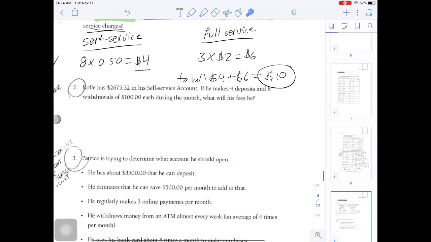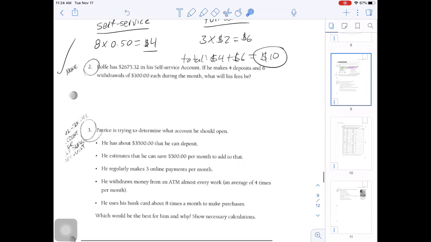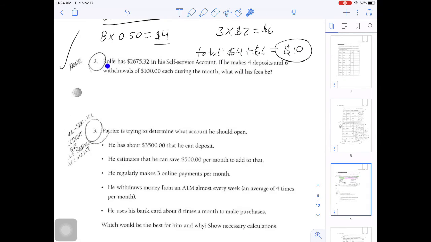Let's look at this last one here. So number 2, and then if you want to give the last few a shot and come in for help if you can't do them yourselves, please do so. So number 2, Rolf has $2,675.32 in a self-service account. If he makes 4 deposits and 6 withdrawals of $100 during each month, what are his fees? So let's go look at the self-service account and see what it does for deposits and withdrawals.